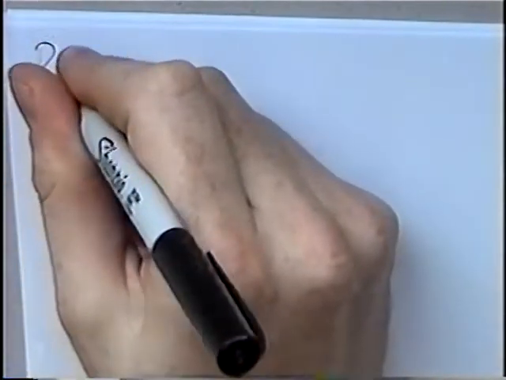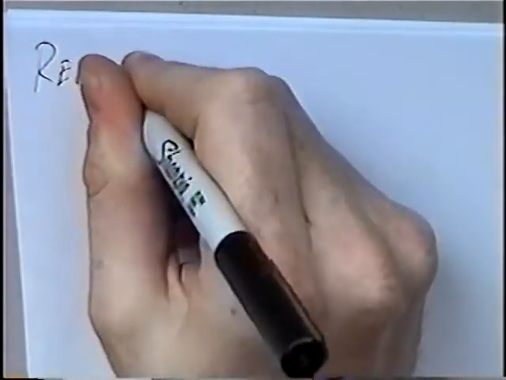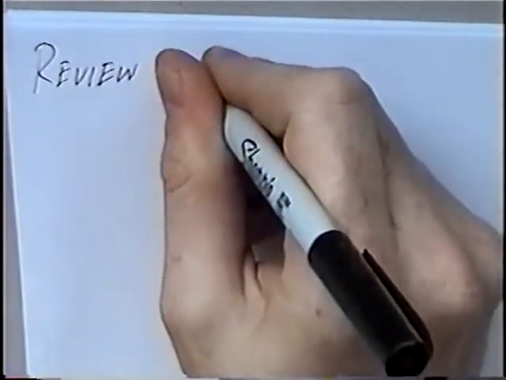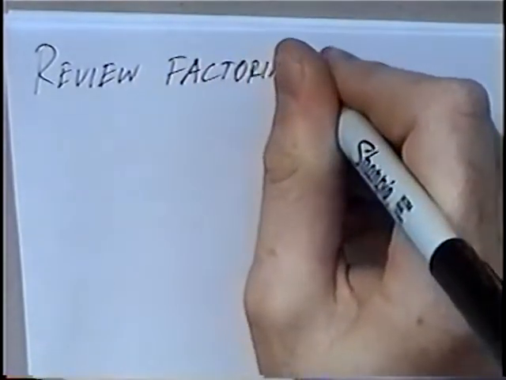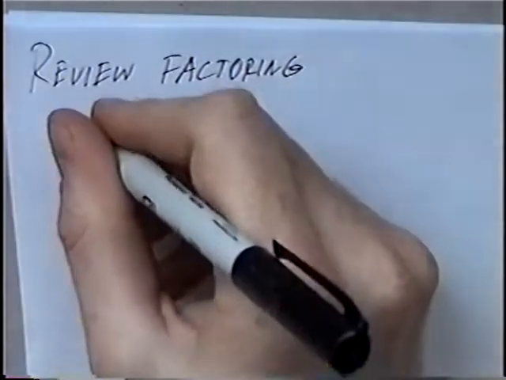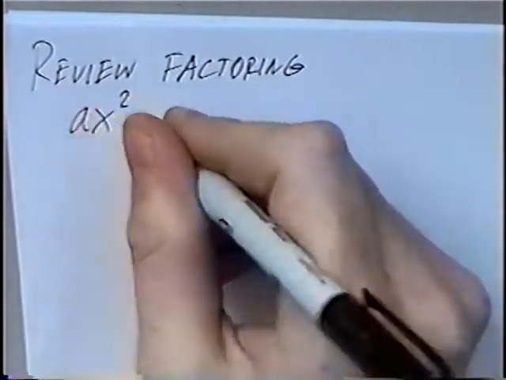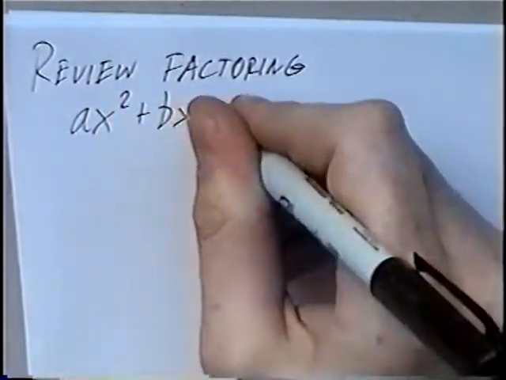Title of the first section today is Review Factoring ax squared plus bx plus c.